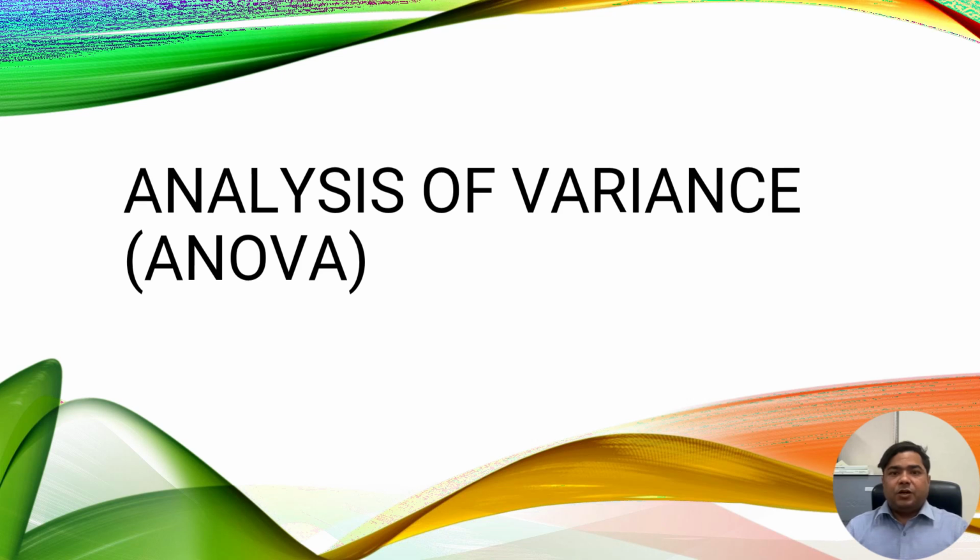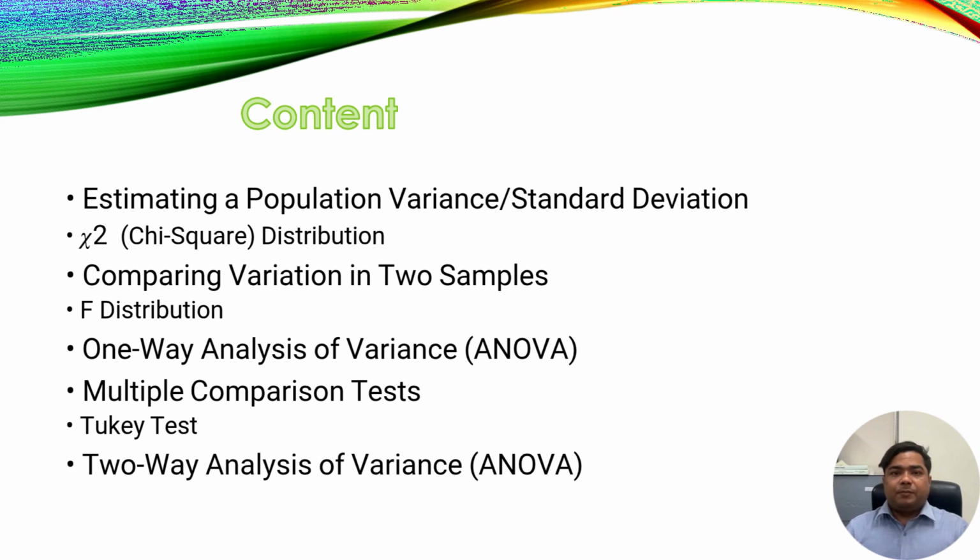Welcome to our discussion on analysis of variance, or ANOVA. We'll explore how this statistical method helps in comparing means across different groups to determine if there are any statistically significant differences. We explore methods for estimating population variance and standard deviation using the chi-square distribution. For comparing variation in two samples, the F distribution is utilized. One-way and two-way analysis of variance are key techniques, with the Tukey test aiding in multiple comparison tests.